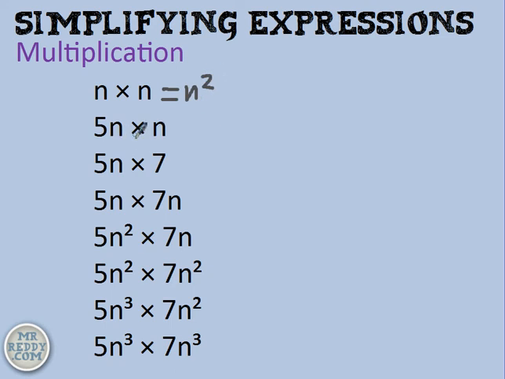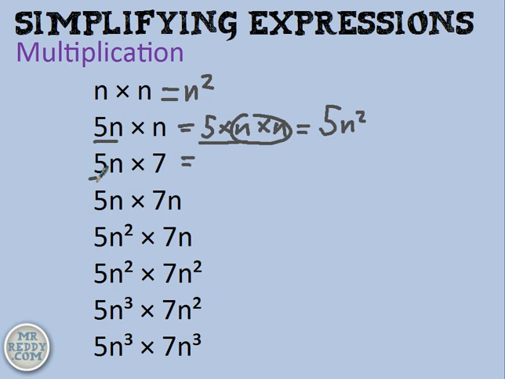5n times n. So if we separate that out, 5n stands for 5 times n, and then we're going to times that by n. So that 5n is that 5 times n. 5 times n times n, well, we said that n times n simplifies to n squared, and then we're going to times that by 5, so we can write that as 5n squared.